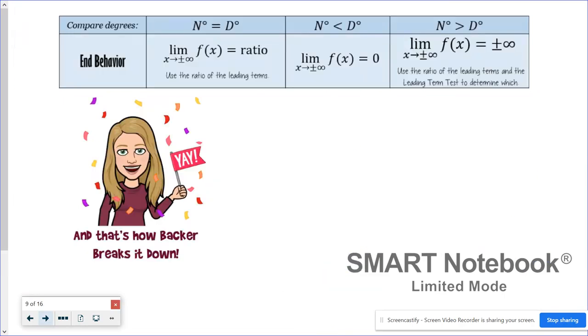Okay. And so that's how you find the end behavior of a rational function. I call this the comparison test. So compare the degree of the numerator to the degree of the denominator. If they're equal, their limit or end behavior is equal to the ratio of their leading terms. If the numerator is less than the denominator, then the end behavior is automatically 0. And if the numerator is greater than the denominator, use your leading term test to find your end behavior. And that is how Bakker breaks it down.